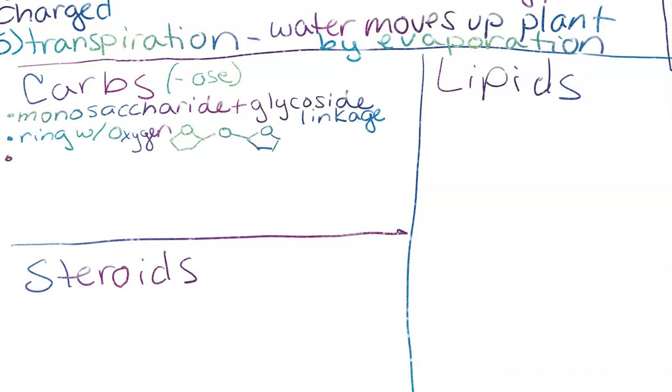So mono and disaccharides are for energy you want to use now. These are your simple sugars. Polysaccharides are more for storage. So mono or di is energy for now, easily broken down, easily put into cell respiration to make ATP. Polysaccharides are your storage molecules, and they're a little harder to break down.